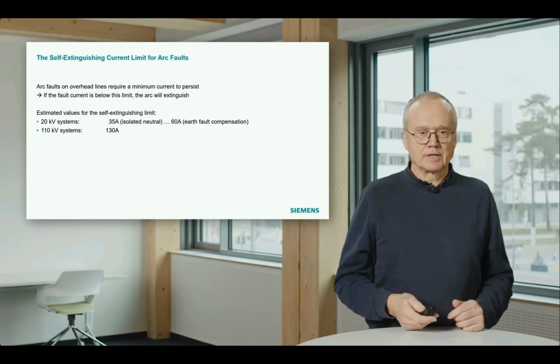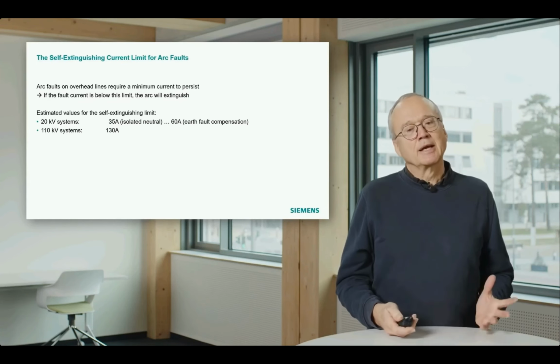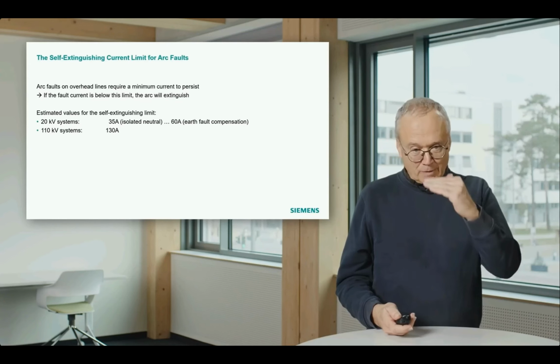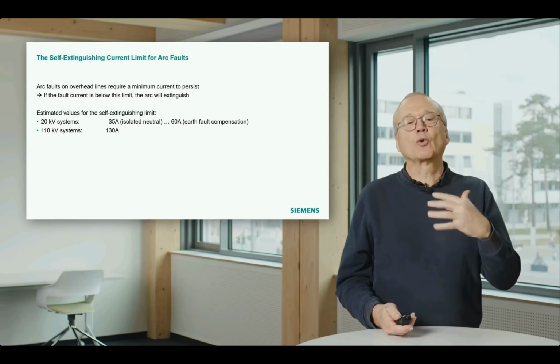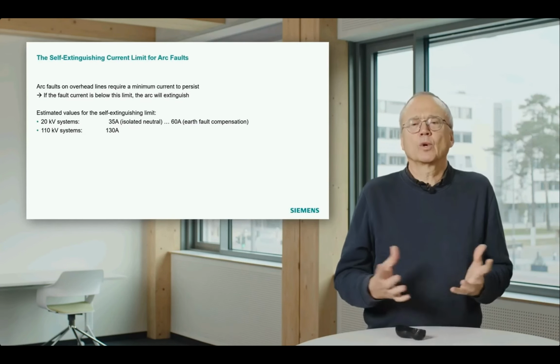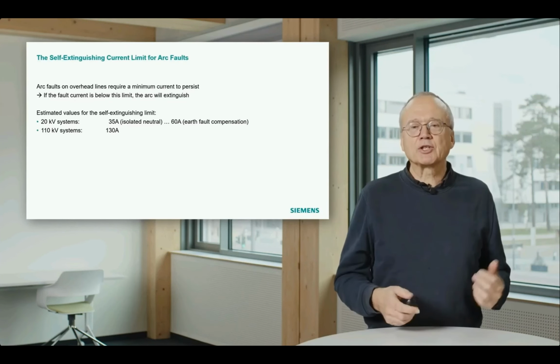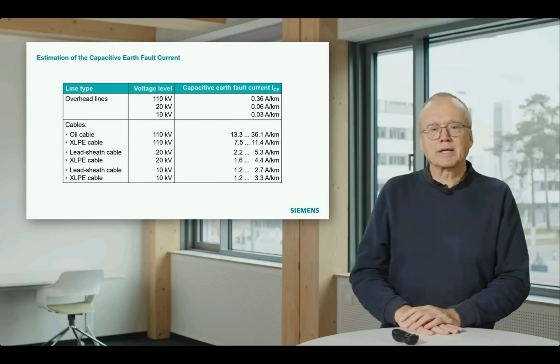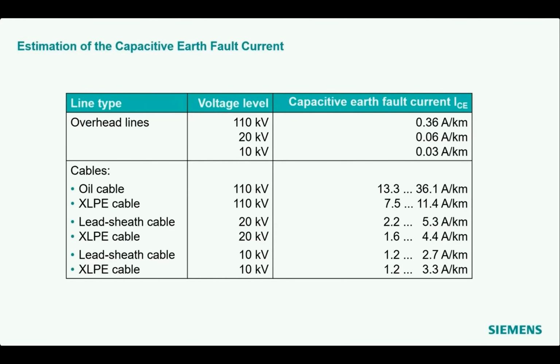That was the self-extinguishing limit. So if you want to remain under this limit, it is of course important to know the current: how much current do we get? And this table gives you some indication about the current.